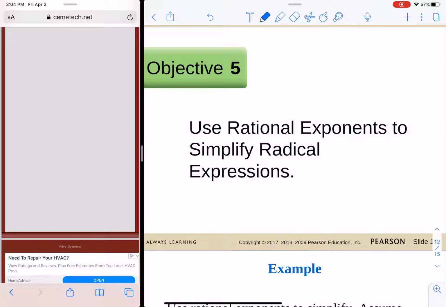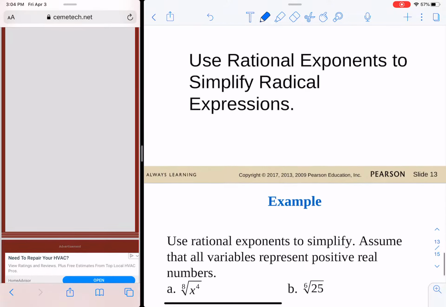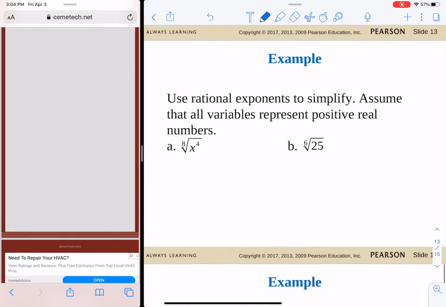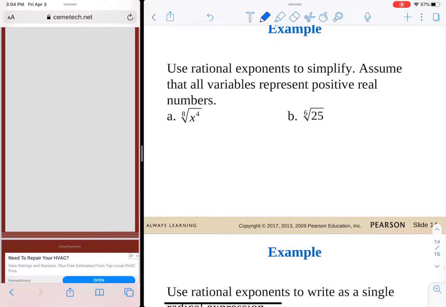So we can use the concept of rational exponents to simplify radical expressions, in the sense we could use the properties that we learned to simplify radical expressions. What do I mean by that? So here we have the first radical, the 8th root of x raised 4, which we could write as x raised 4 raised 1 over 8.